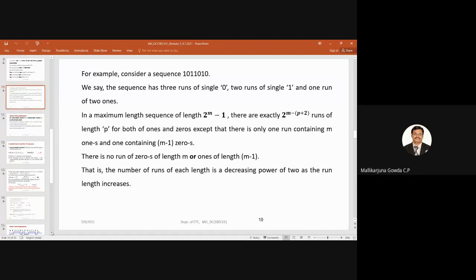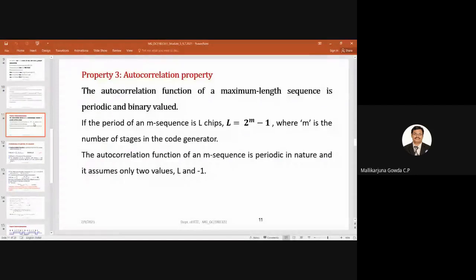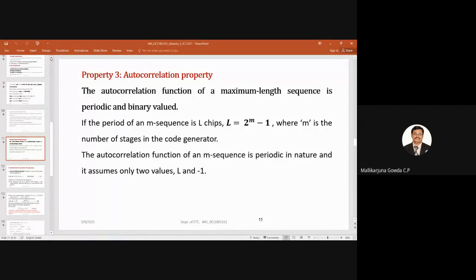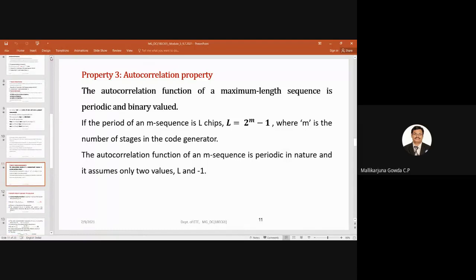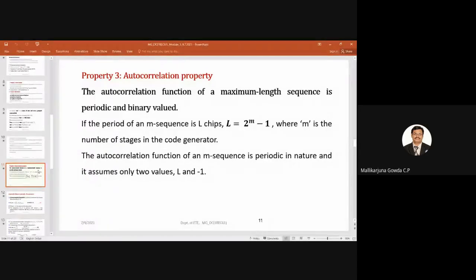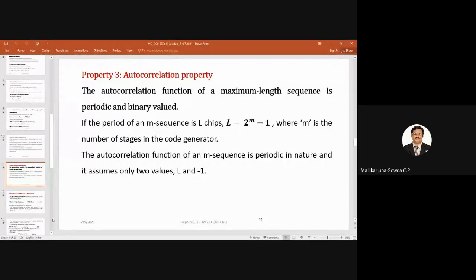Okay, so I will come back to this. Let me say about the third property, which is autocorrelation property. So as of now, I think 2 things are clear. One is what is balance property. Another one is run property. So third one is the autocorrelation property.